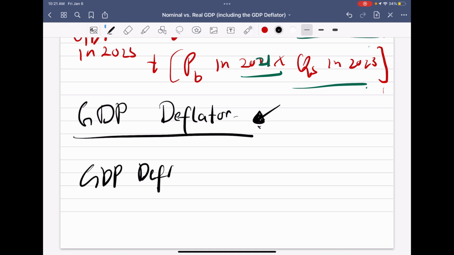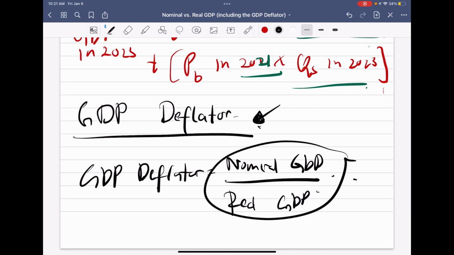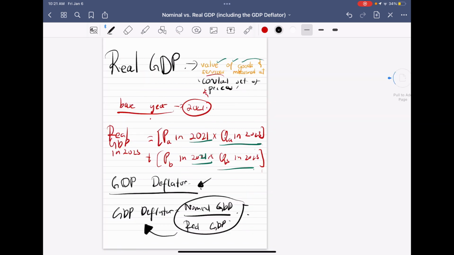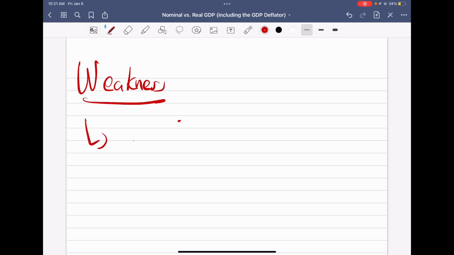The GDP deflator is simply the nominal GDP divided by the real GDP. So the ratio of these two gives us the GDP deflator. The GDP deflator is a very important tool to measure inflation. But the weakness of using the GDP deflator in measuring inflation is that it often understates inflation.